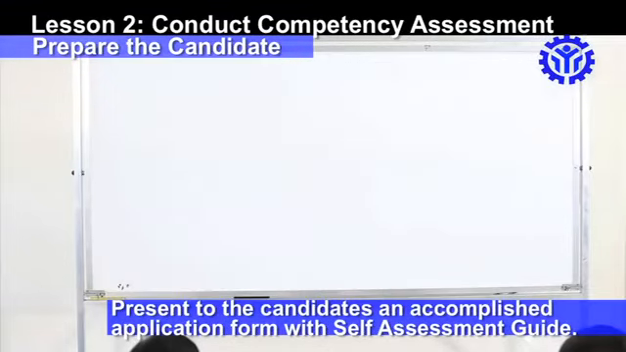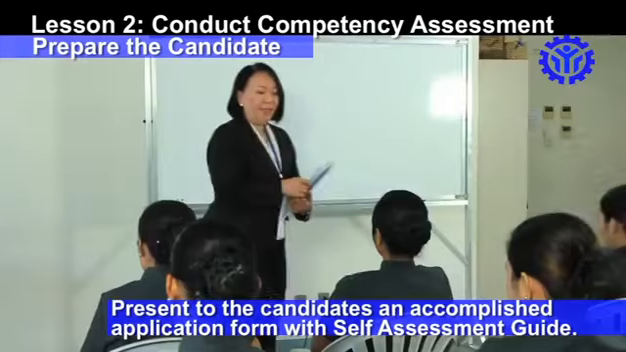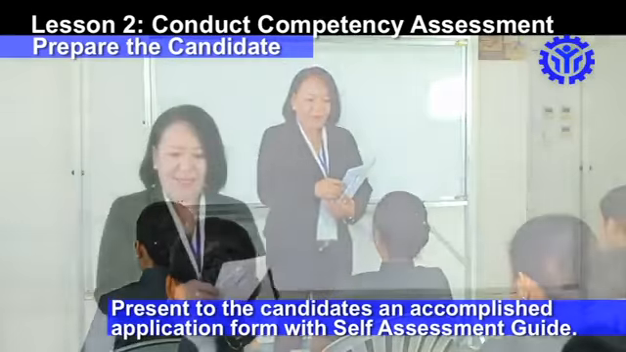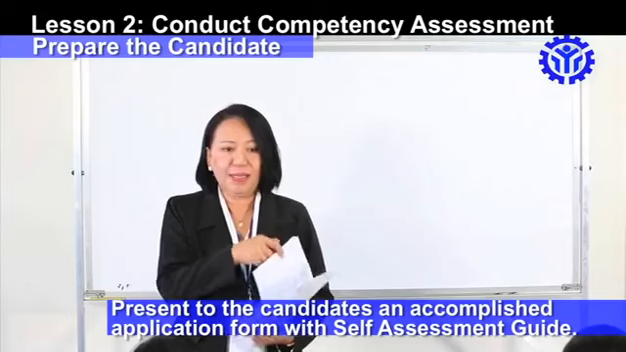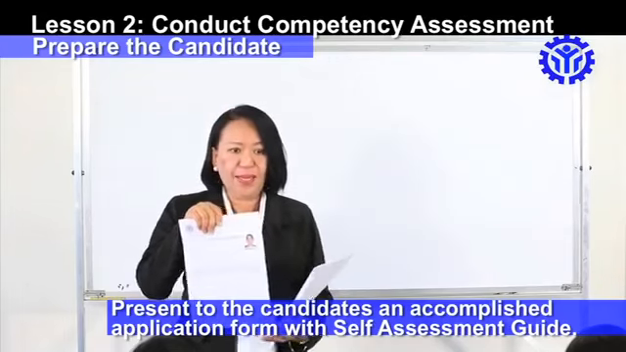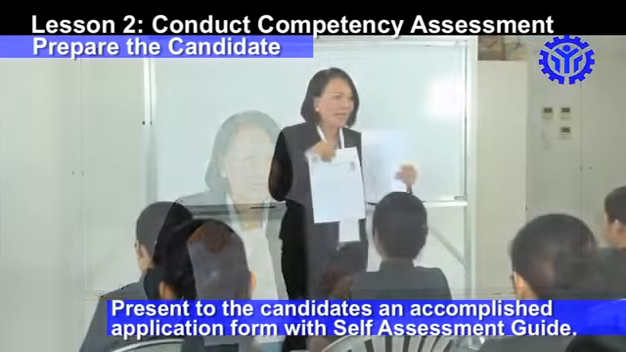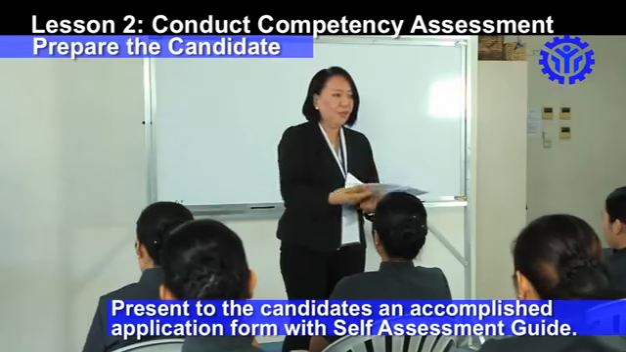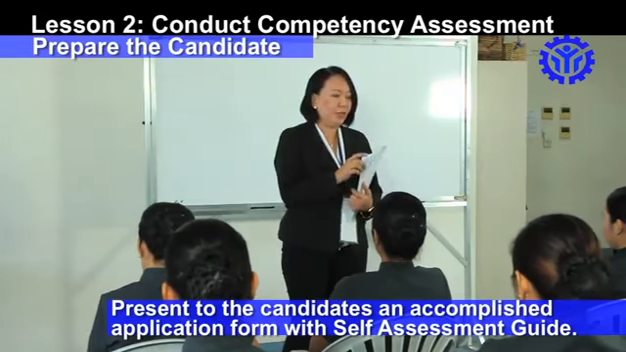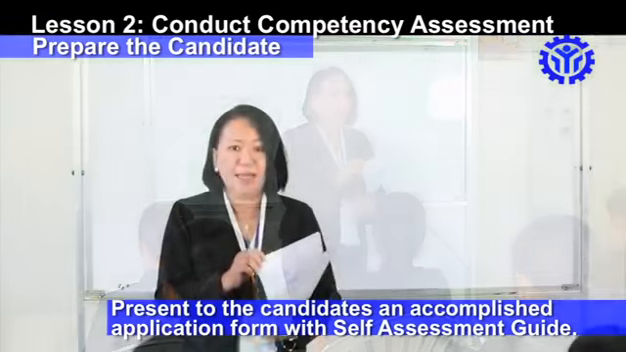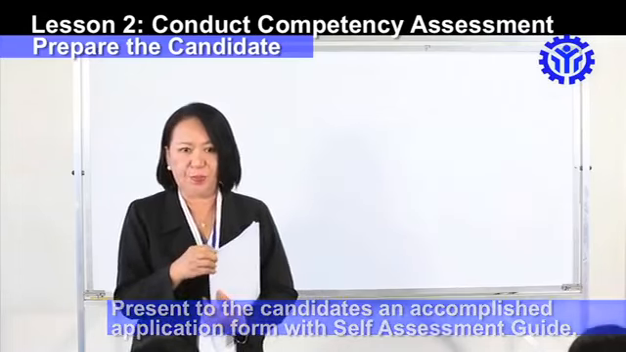Present to the candidates an accomplished application form with self-assessment guide and explain its significance. I have here with me your accomplished application form and self-assessment guide. This is an indication that you know and can perform all the units of competency enumerated for Housekeeping NC2.